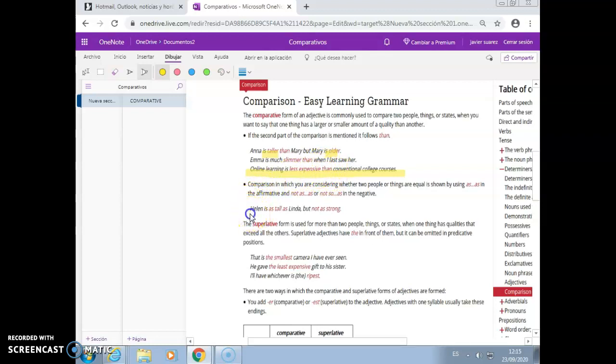And when it comes to the comparison of equality, we see here the example with as tall as. We said that the adjective is placed between as. The sentence says Helen is as tall as Linda but not as strong, que viene a decir Helen es tan alta como Linda pero no tan fuerte. And we must say that when the comparison of equality is negative, instead of saying as, people say so, as an exception.